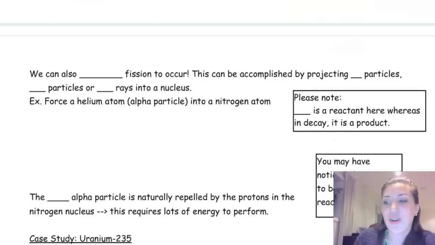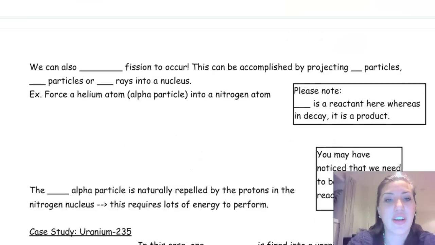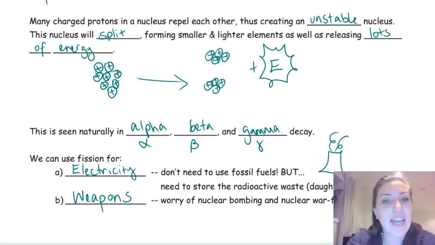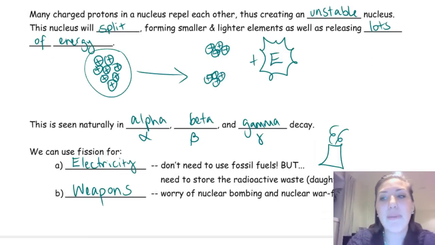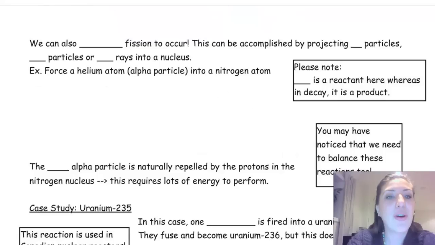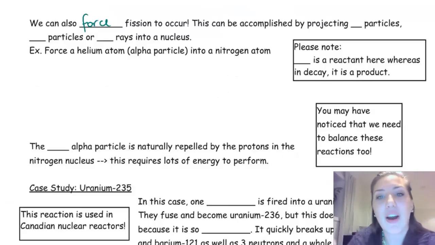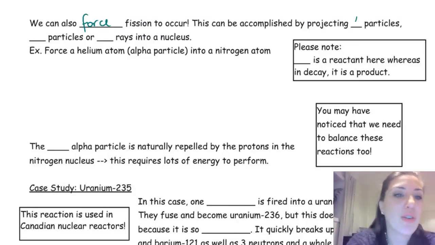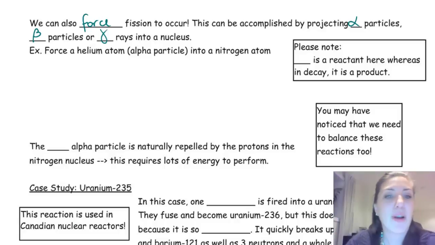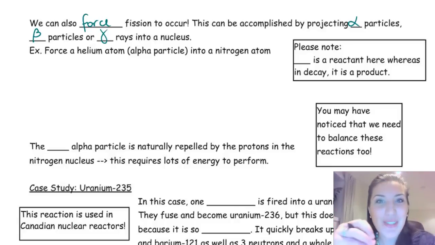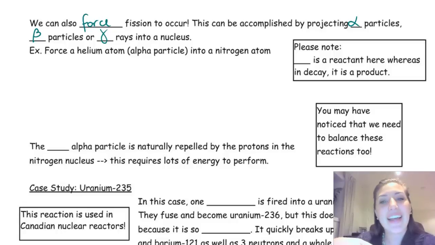We can also, however, force fission to occur. So if this here was natural, this guy splitting up and creating energy, we can also force it to occur. And this can be accomplished by projecting or shooting these alpha, beta particles or gamma rays into a nucleus. So we're actually shoving them in there. This requires energy to do that because these are positive and we're shooting them into a positive nucleus. So we're going to use energy.